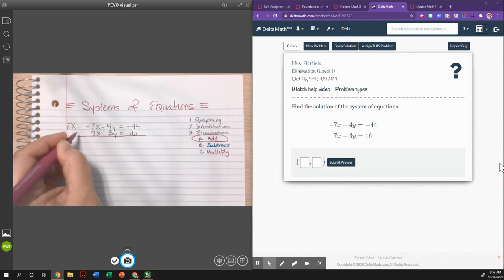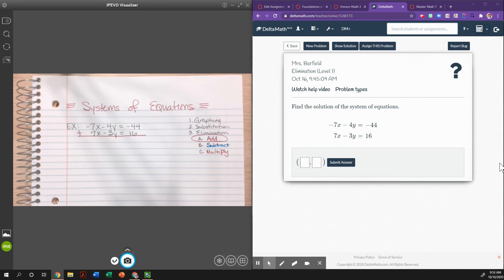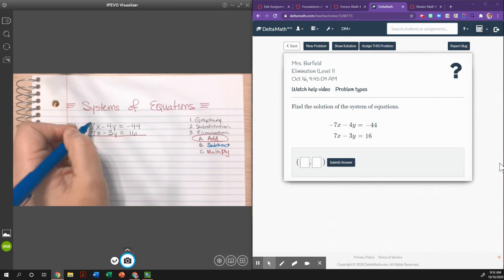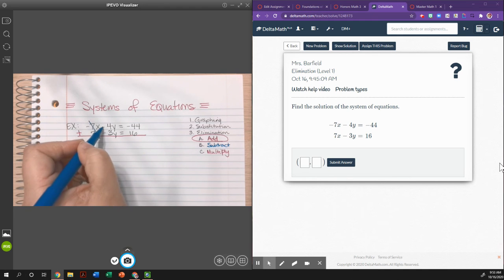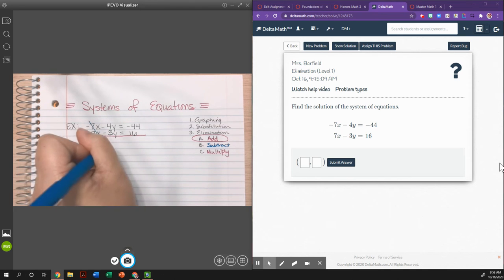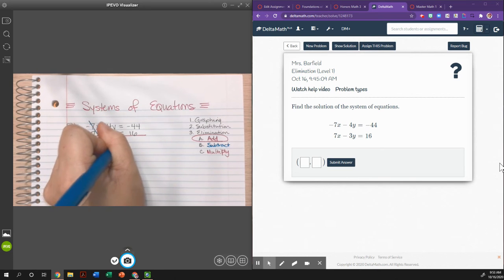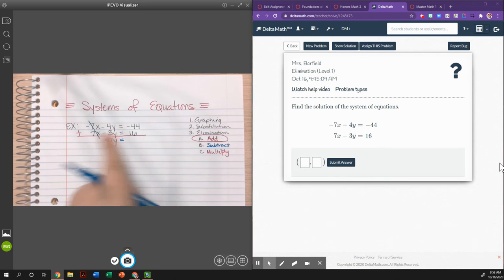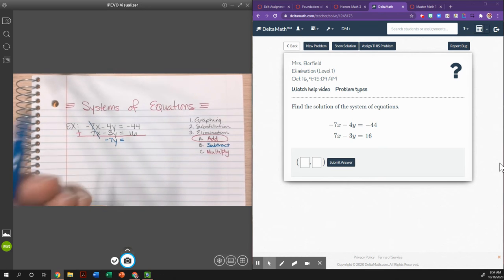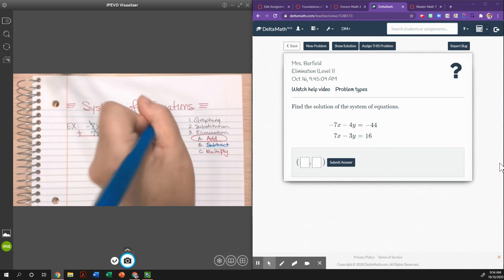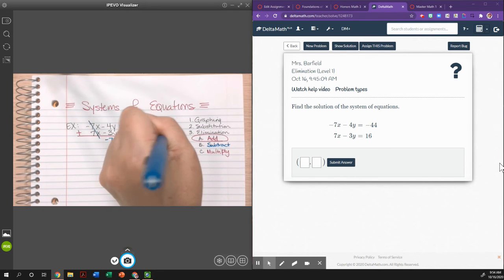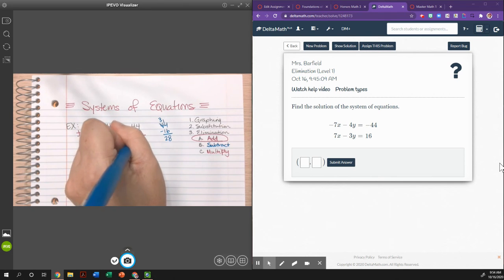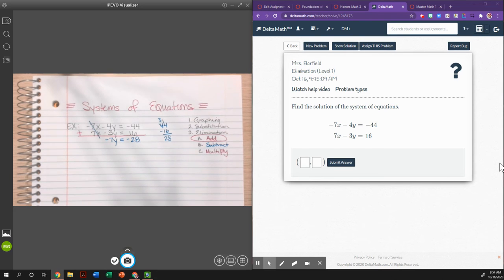And you literally add. So negative 7x plus 7x equals 0, so it eliminates. And then negative 4y plus negative 3y is negative 7y. And then negative 44 plus 16 is, all right, I don't have a calculator in front of me, so 44 minus 16 is 28, so that's going to be negative 28. Okay, negative 44 plus 16 is negative 28.